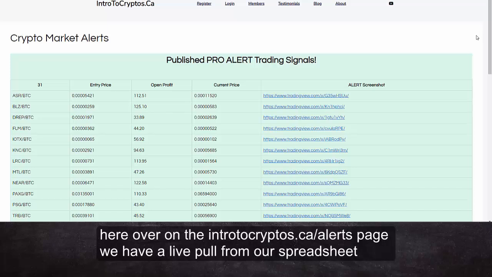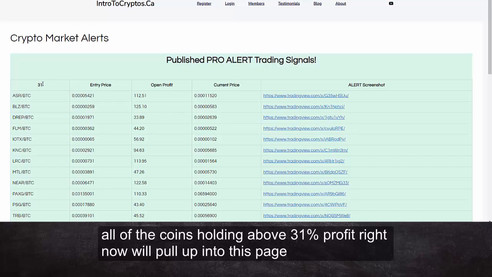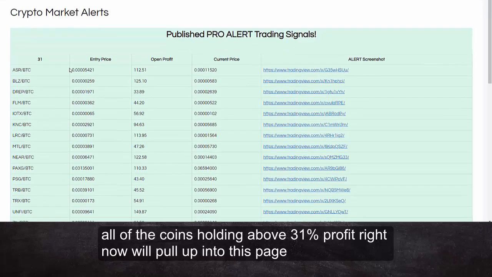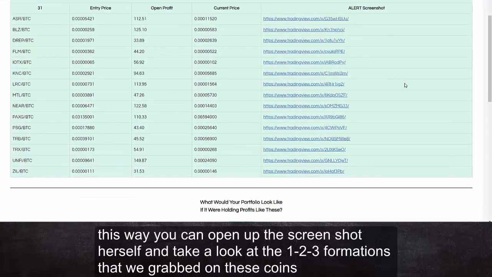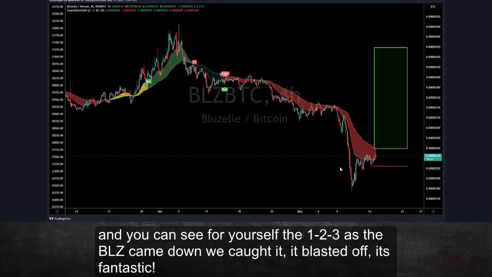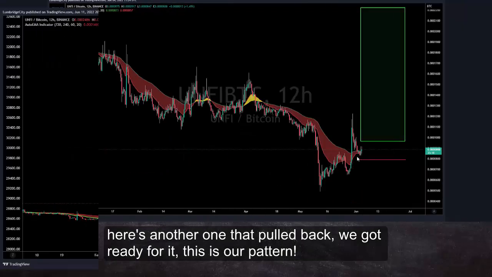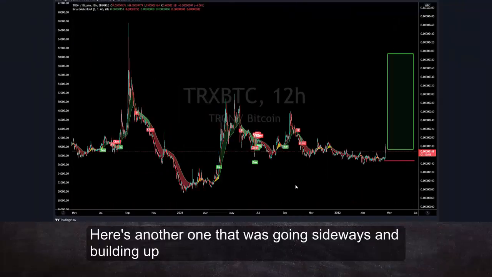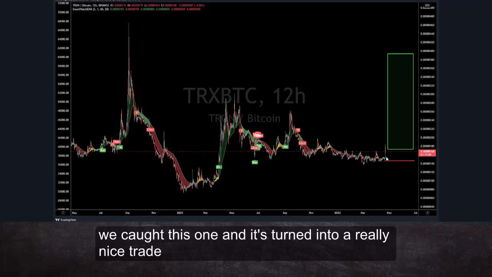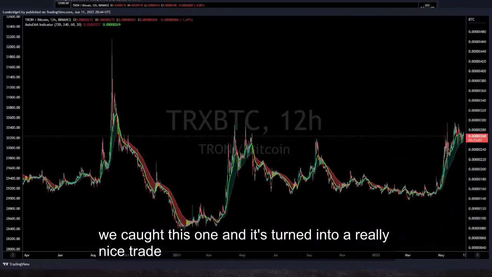Here over on the IntroToCryptos.ca/alerts page, we have a live pull from our spreadsheet. All of the coins that are holding above 31% profit right now will pull up into this page. This way, you can open up the screenshot yourself and take a look at the 1, 2, 3 formation that we grabbed on these coins. And you can see for yourself the 1, 2, 3 as the BLZ came down and we caught it. It just blasted off. It's fantastic. Here's another one that pulled back. We got ready for it. This is our pattern. Here's another one that was going sideways and building up. We caught this one and it's turned into a really nice trade.